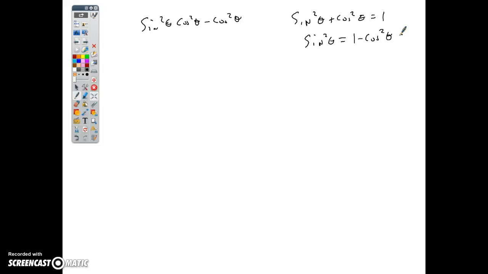I want an X or a Y. I want one letter. I don't want this mess. I want one thing, like variables. Like variables, yeah. So now I'm going to grab this, and I'm going to junk it right in there. And I get 1 minus cosine squared theta, times cosine squared theta, minus cosine squared theta.